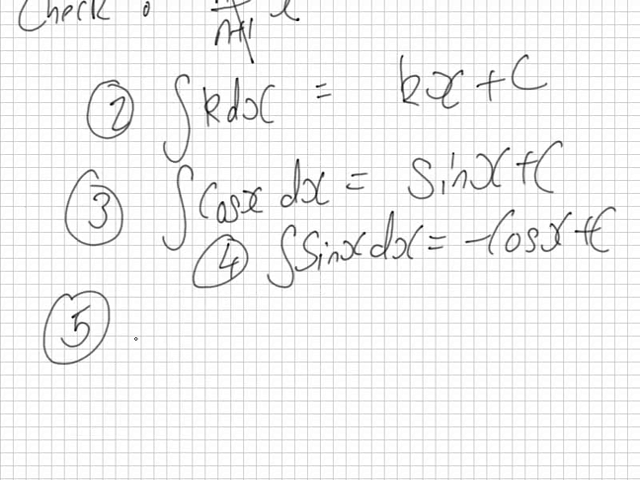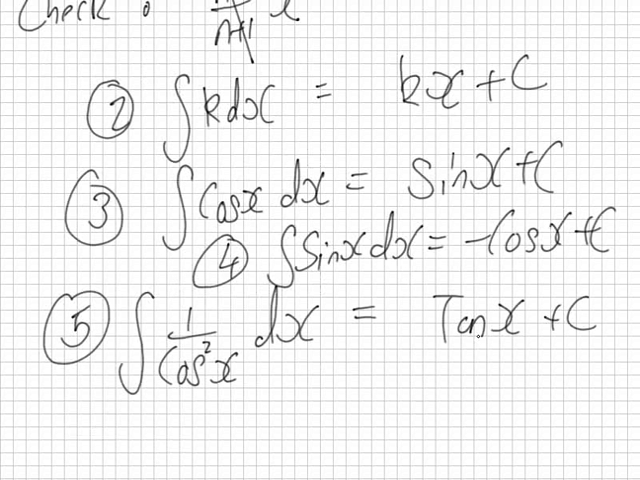5. Well, what about this one? Who thinks they know what this one will be? Tan. Because you know that the derivative of tan is 1 over cos squared. So the antiderivative of 1 over cos squared is tan.